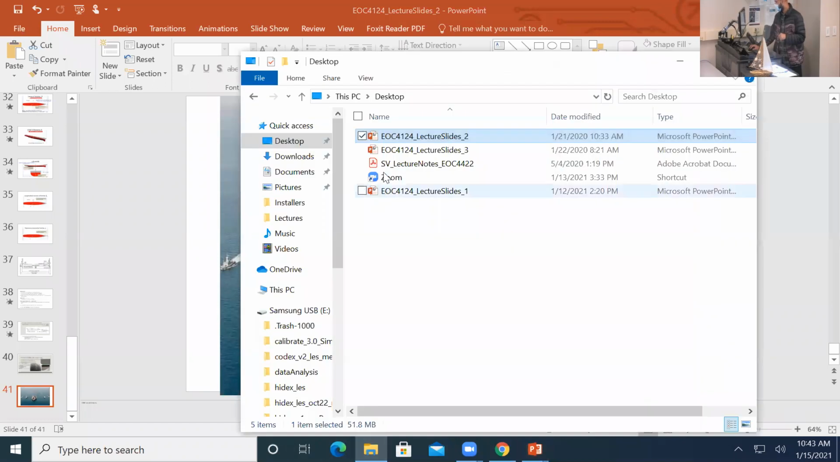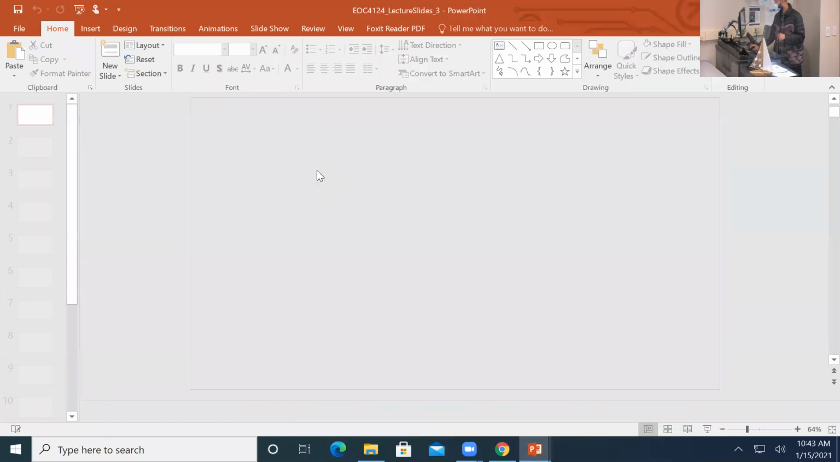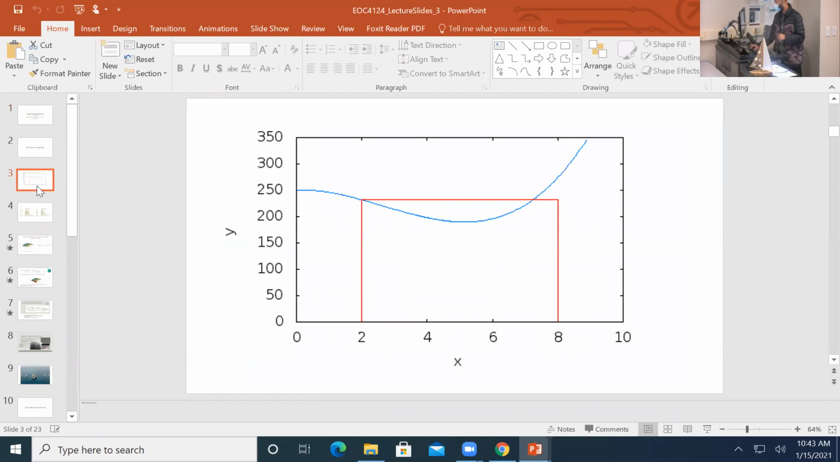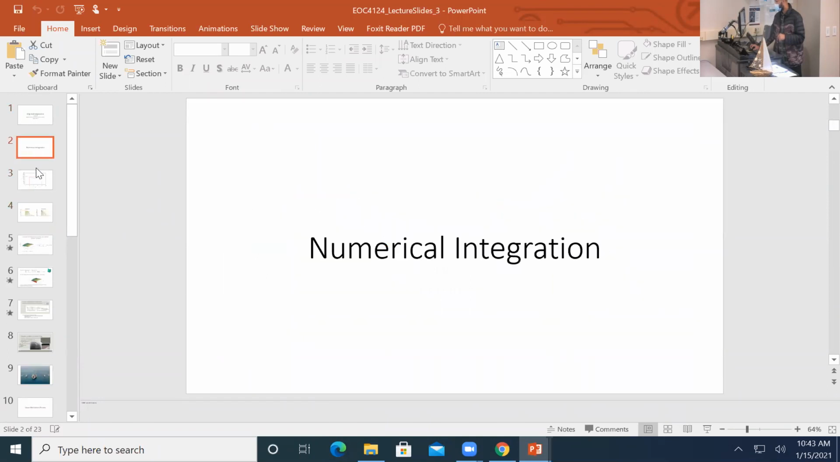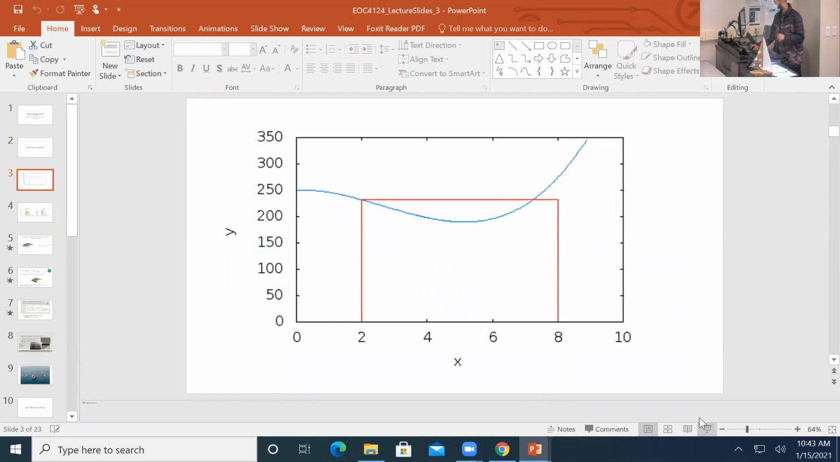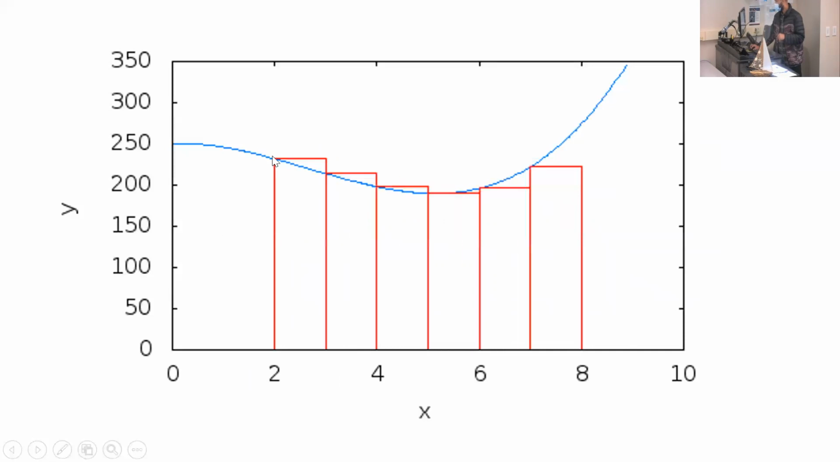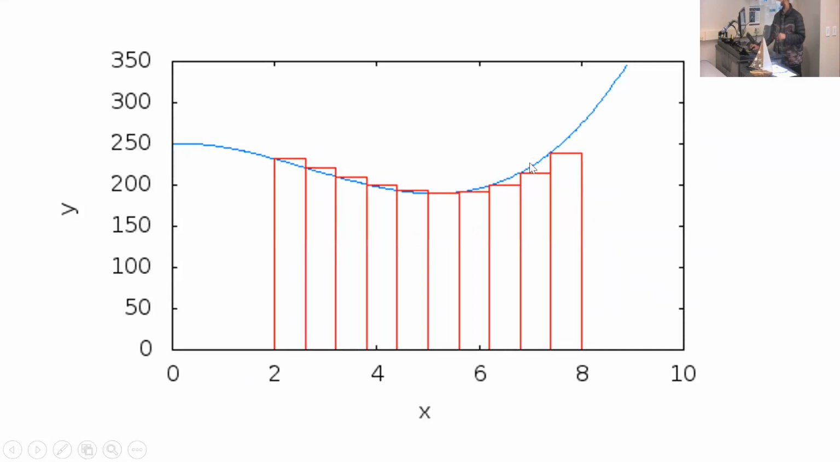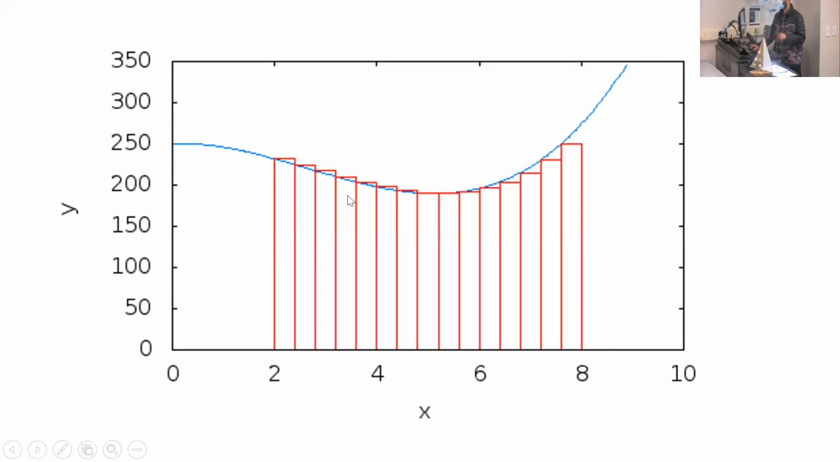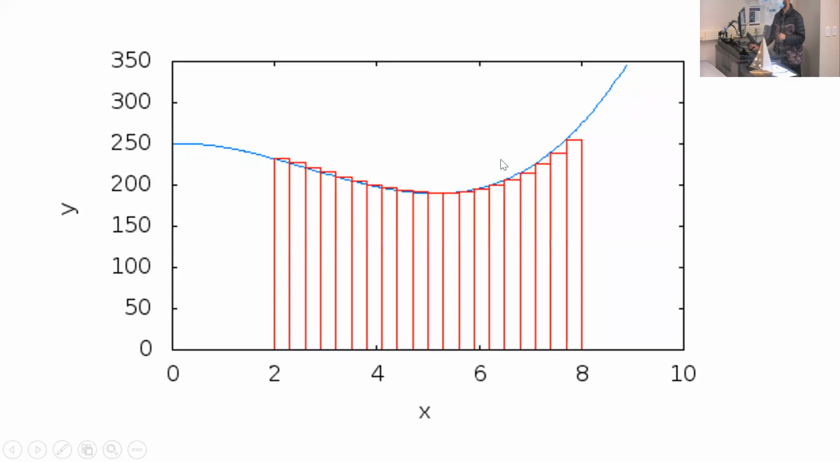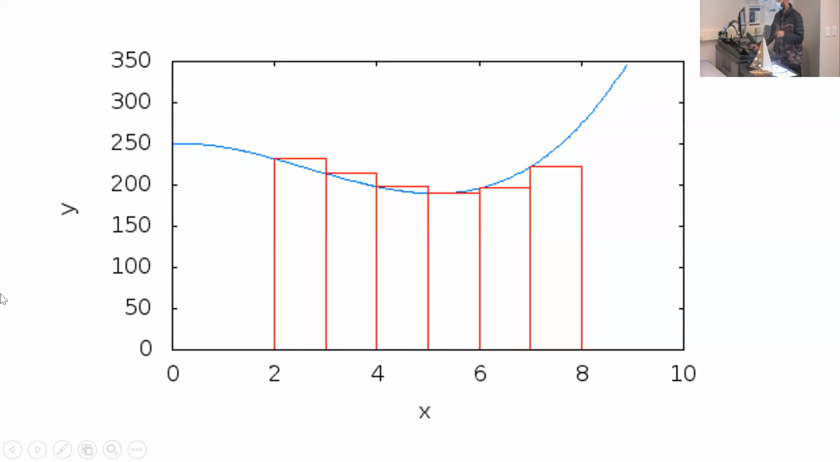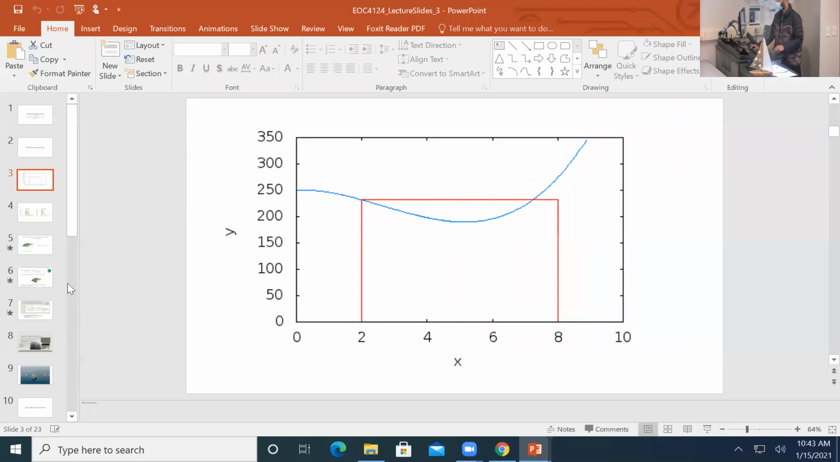There's one more. Let me see. Oh, okay. This one's on integration. So look, this is what I was talking about. You have these boxes. You can have one big box, or you can have many small boxes. And you see the approximation starts getting better. So I'll post these on Canvas.